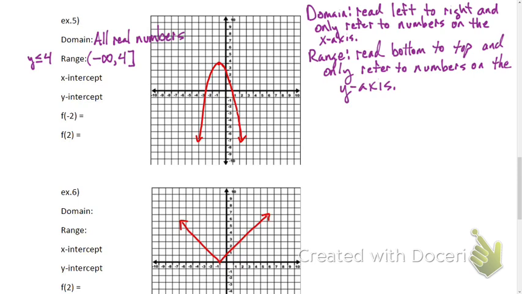X-intercept, where it crosses the x-axis. So it crosses right there and right there. So let's say -3, 0, and 1, 0. Let's color code this thing. It crosses the y-axis right there at the blue spot. So the y-intercept is 0, 3.